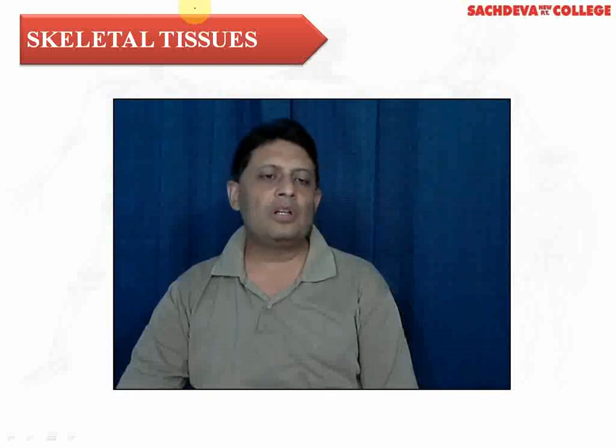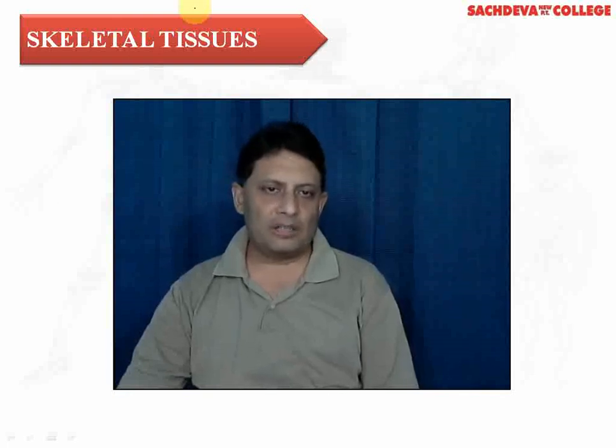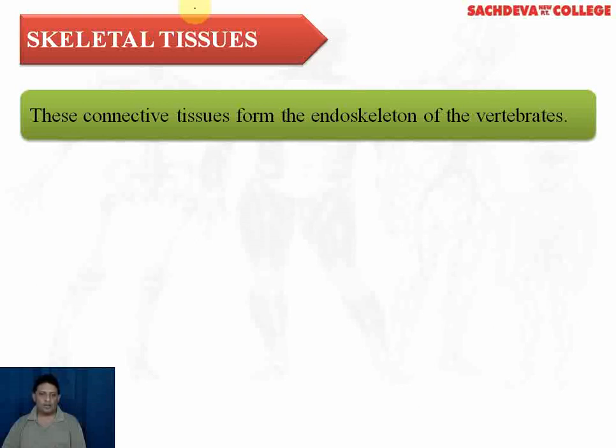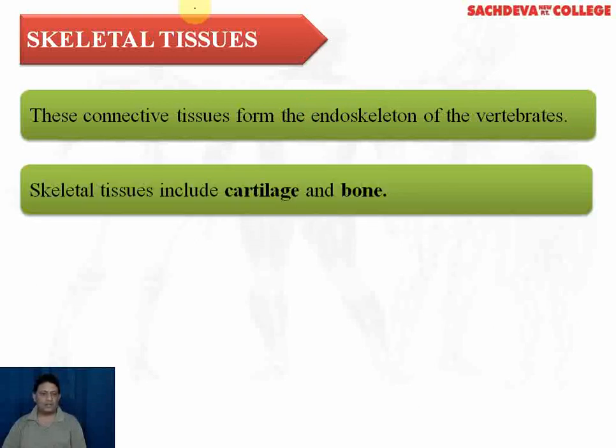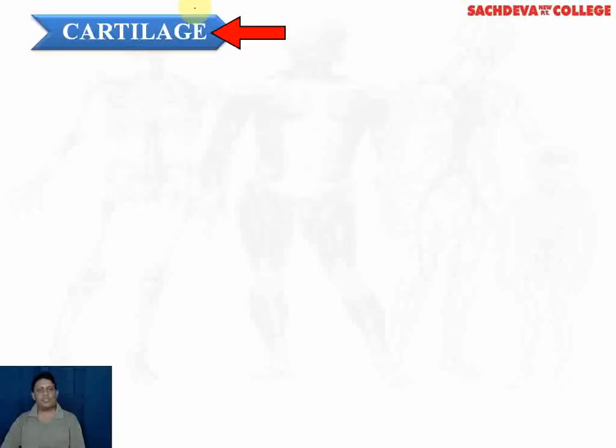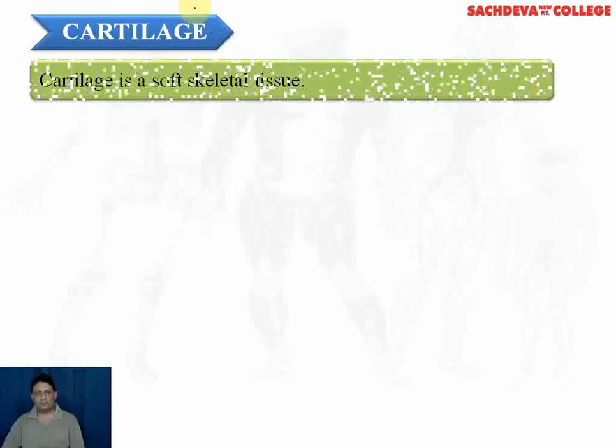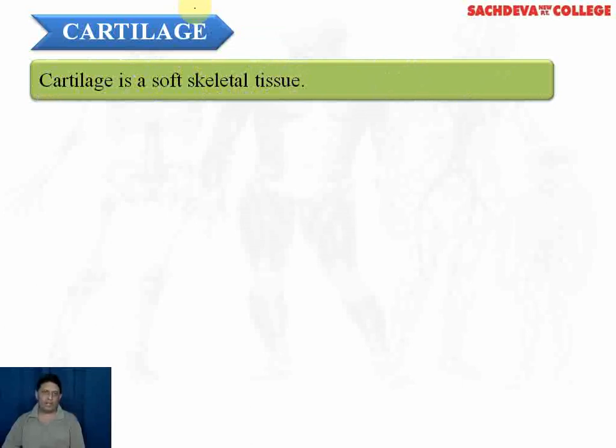Coming to skeletal tissue, or the hard connective tissue. This tissue forms the endoskeleton of the vertebrates. This tissue includes cartilage and bone. We'll first take up cartilage. As compared to bone, cartilage is relatively soft.